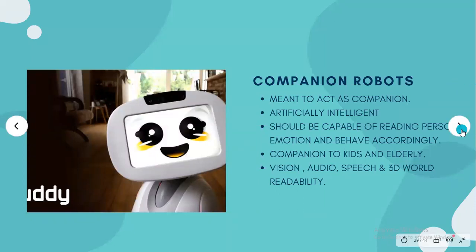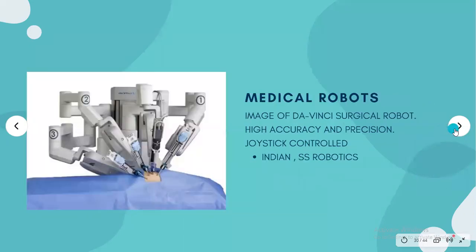So intelligence is one important parameter in the case of companion robots. Now the next thing is medical robots. This image on the left is particularly of the Da Vinci surgical system. One thing you cannot compromise on is the accuracy of precision, because a doctor or surgeon sitting in America can actually perform a surgery on a patient in India.